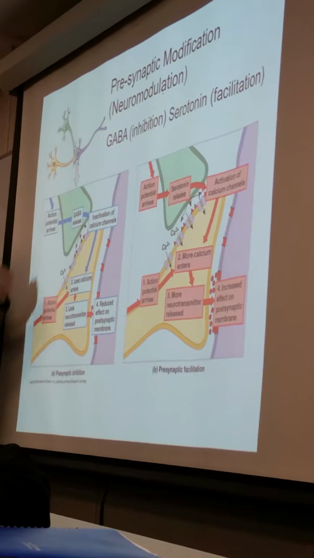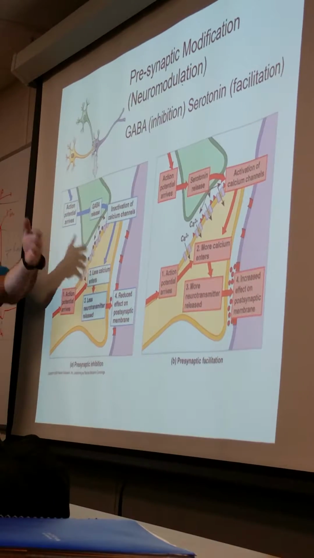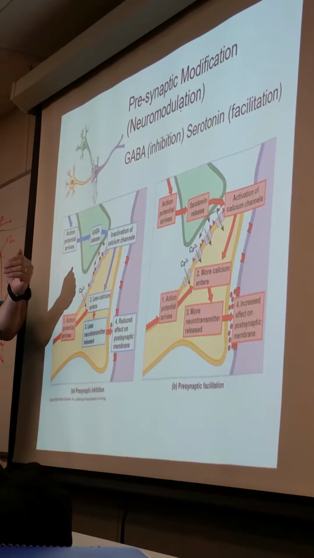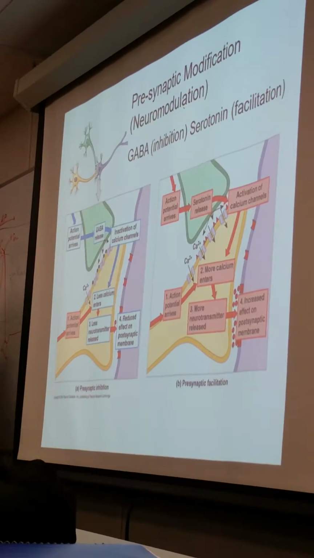10, 3, 10, 3. GABA says 10, 1. 10, 1. 10, 1. It slows things down.